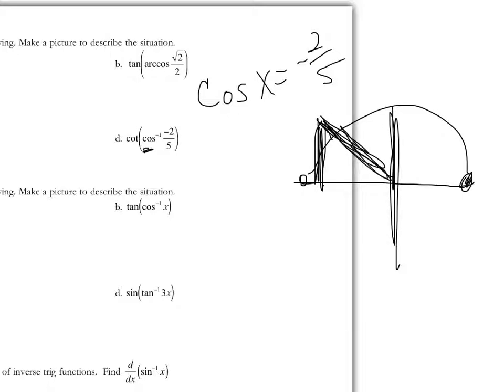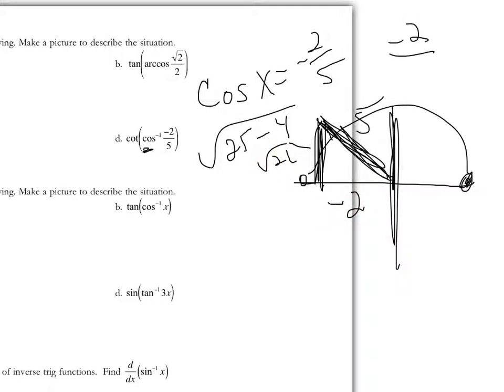So that tells me it's -2 and 5, and this is going to be 25 minus 4, so the square root of 21. And it's positive in that quadrant. So the cotangent is the adjacent over the opposite. So I'm going to write -2 over the square root of 21. If we rationalize that, of course, I'm going to get -2 square roots of 21 over 21. Either answer works for me.